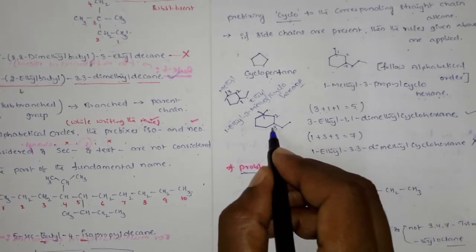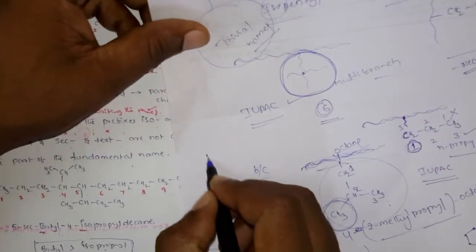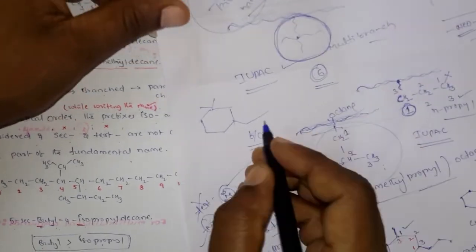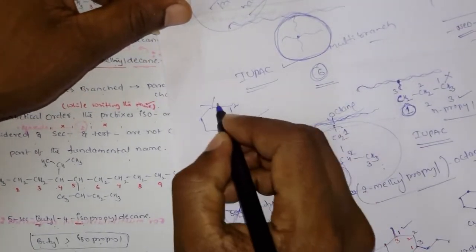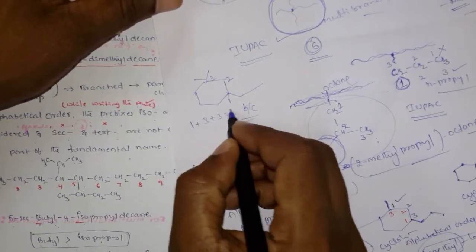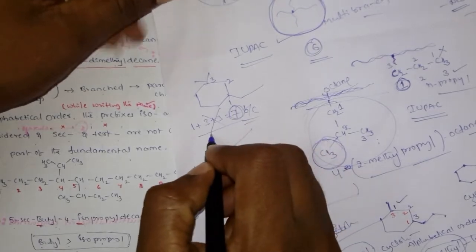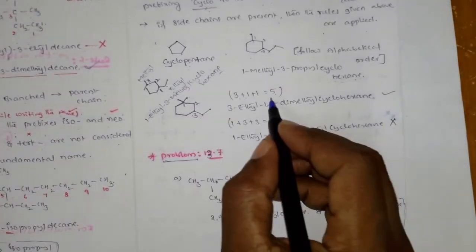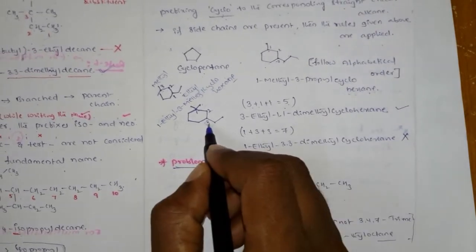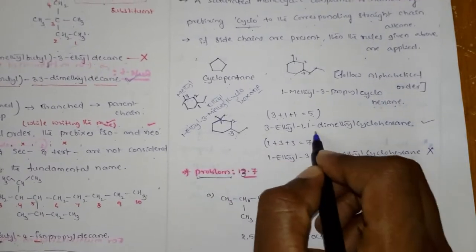If you start from here, 1, 2, 3, then what will you get? 1 plus 3 plus 3, that is 7. Okay, 7 is bigger, right? So this is the wrong concept. What is the best concept? This is the lowest possible numbers. So the ethyl gets the third position and the 2 methyls get the first position.